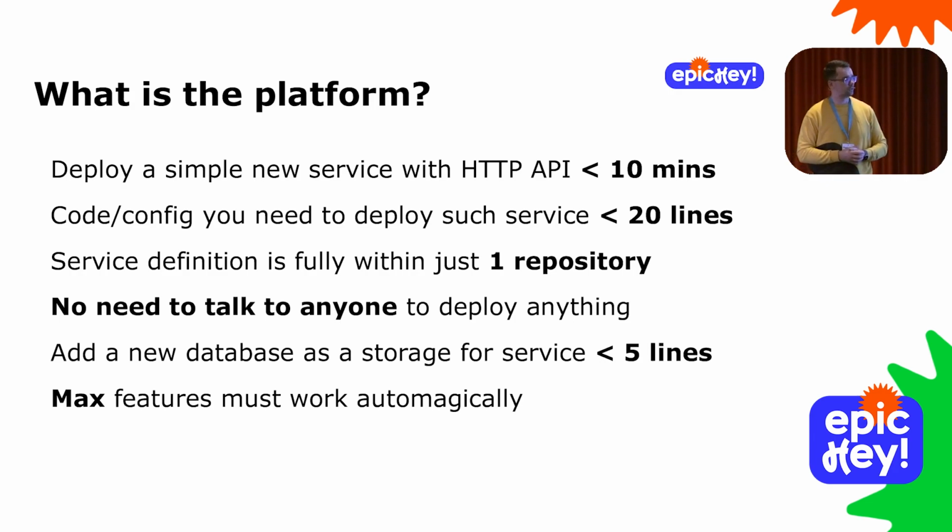I usually aim for not more than 20 lines of configuration required to deploy a new service. I usually prefer the whole service definition to reside in a single repository. We will talk a little bit more about this today. Of course, no need to talk to anyone to deploy anything, and we will discuss that today too. And basically, you're supposed to get maximum features out of the platform for free. You're not supposed to code something on the service side to get something like observability, for example. It should be provided to you automatically in a good platform.